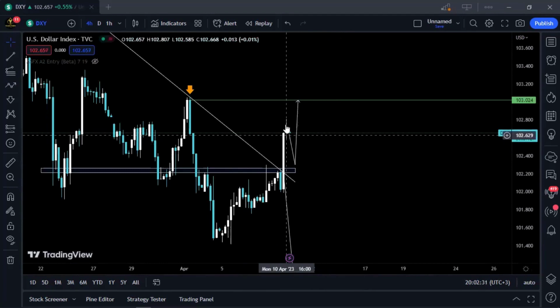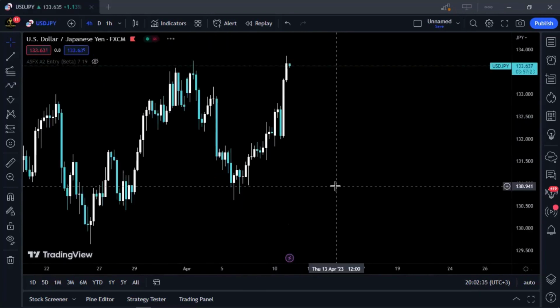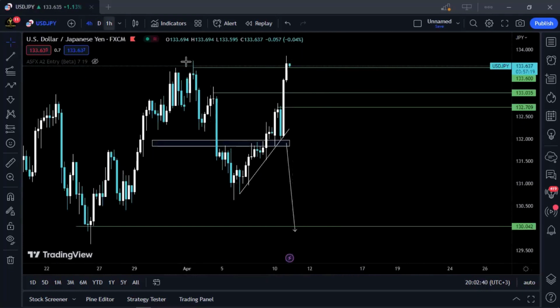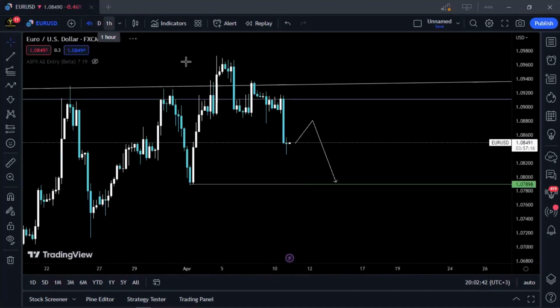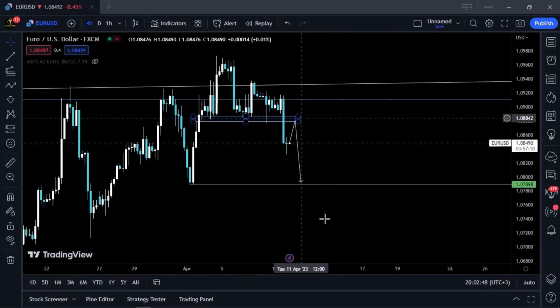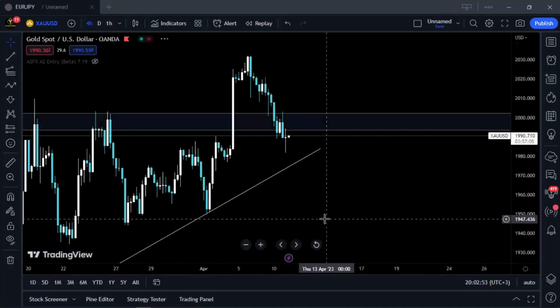So you can see DXY right now has lost momentum. I'll be expecting a retracement. JPYX prices have reached all the way until the third target, so I'm not really going to be focusing on this. EU, obviously, looking for a retracement to come here before I take a sell. Same thing with GU, gold, as we said.